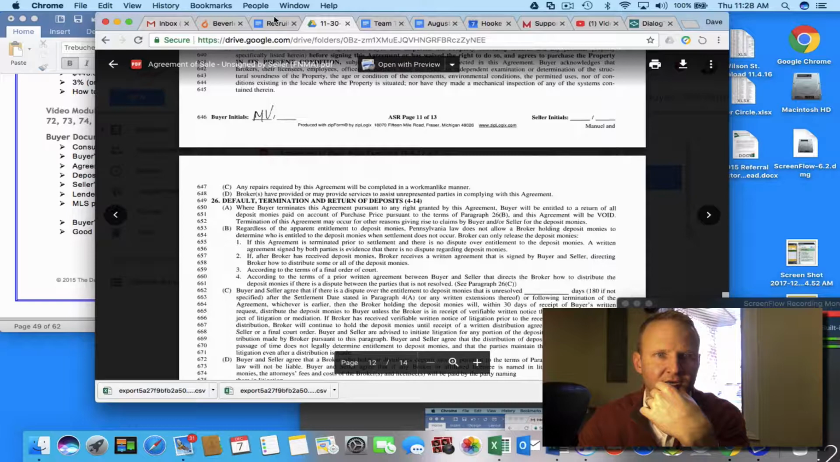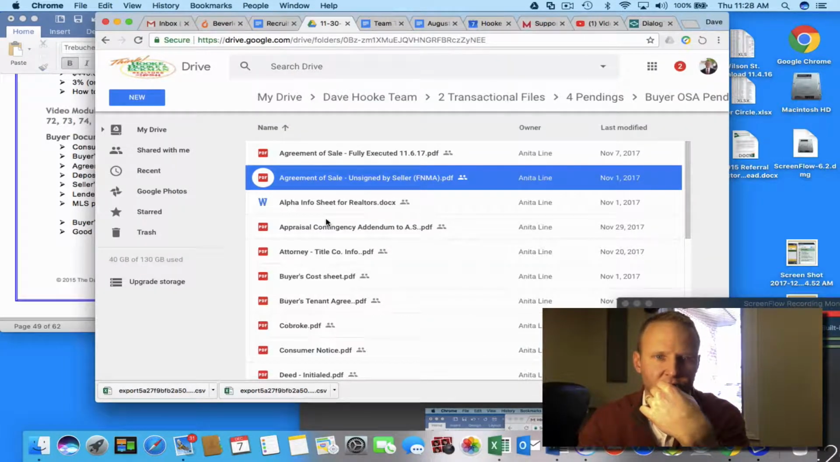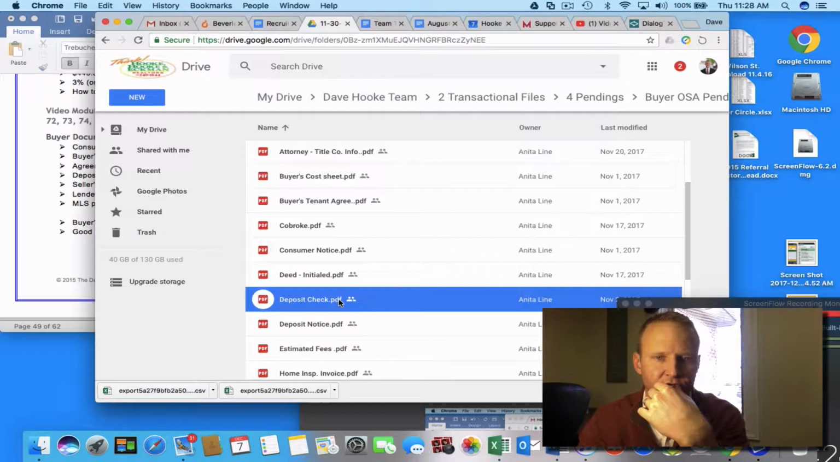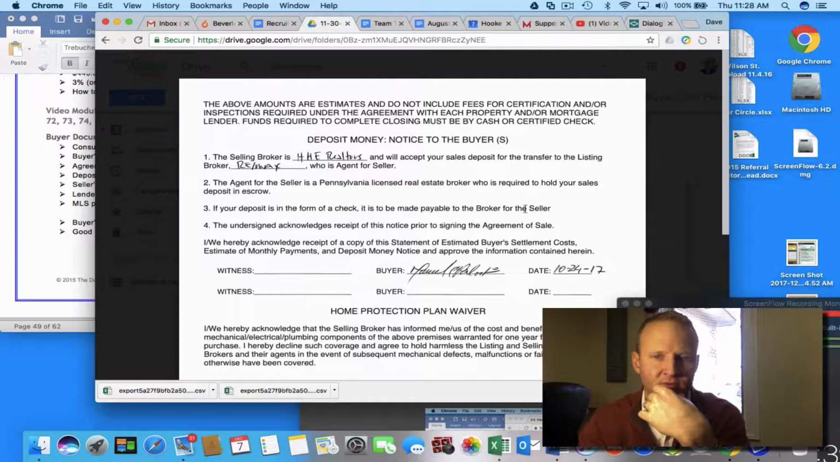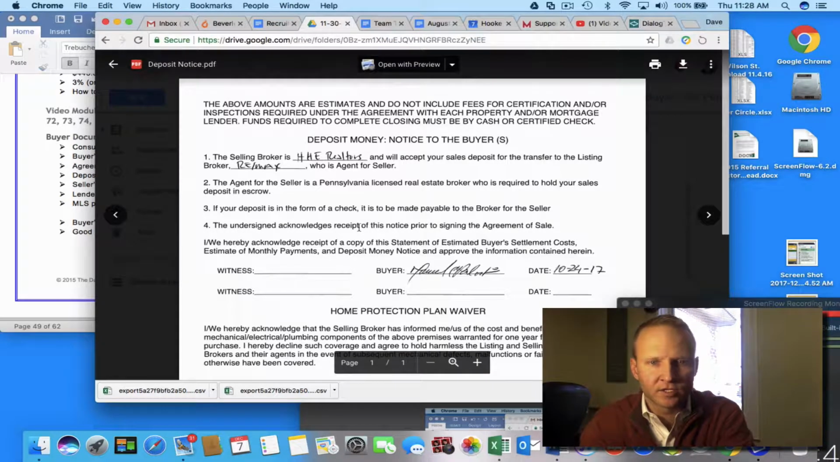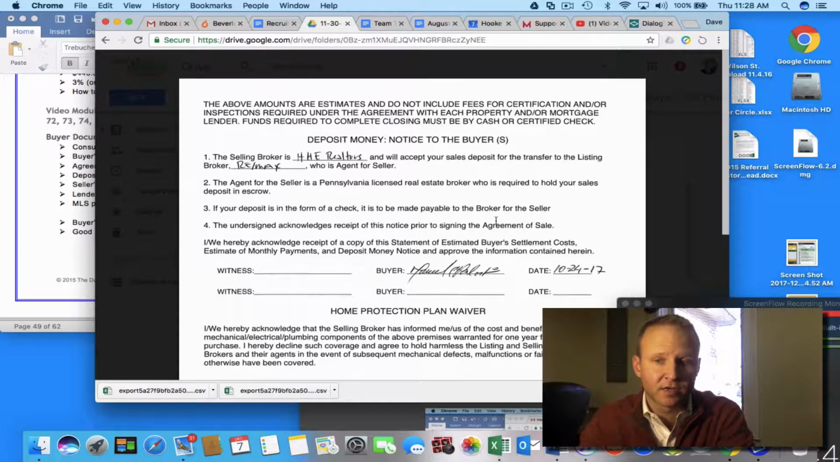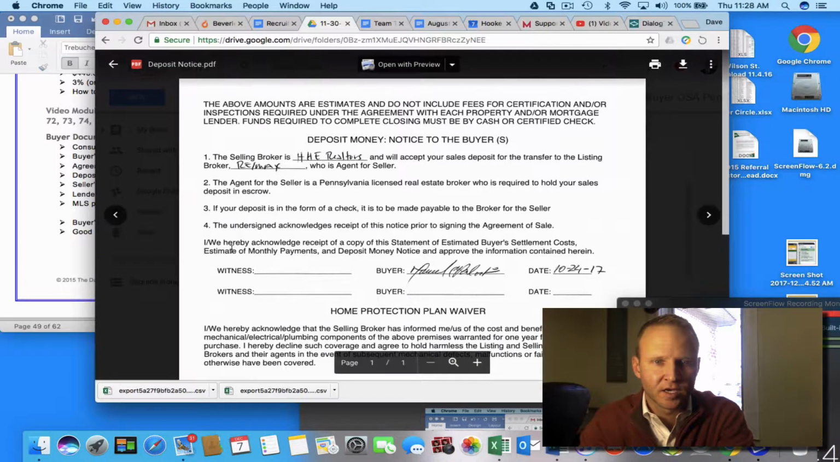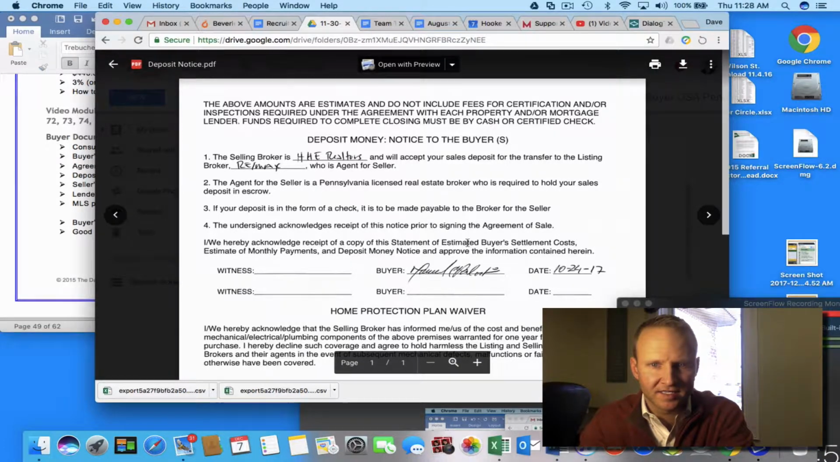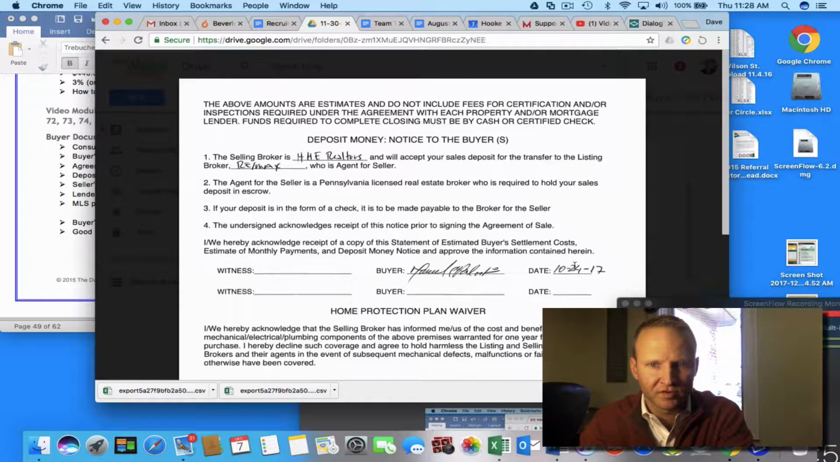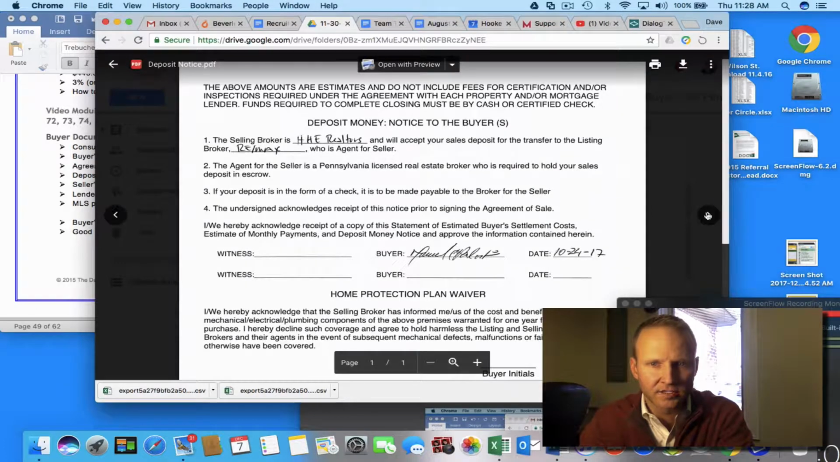Okay, so this document kind of covered all disclosure that is stating that it goes to Remax. The agent for seller is a Pennsylvania licensed broker who's required to hold it in escrow. If it's in the form of a check, it must be made payable to broker for seller. We acknowledge receipt of this notice. The buyer acknowledges receipt prior to signing the agreement of sale. Receipt of a copy of the statement of estimated buyer settlement costs, estimated monthly payment, and deposit money notice and approved information contained herein. Buyer signs.